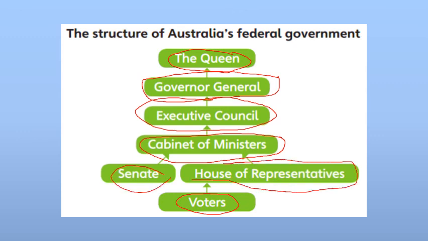So voters elect the members of these two houses, and the winning party in the House of Representatives is given the chance to form the government. In this way, the prime minister is elected from the political party that has the majority in the House of Representatives. So you can see how the government in Australia works, which is quite different from the government of the United States of America.